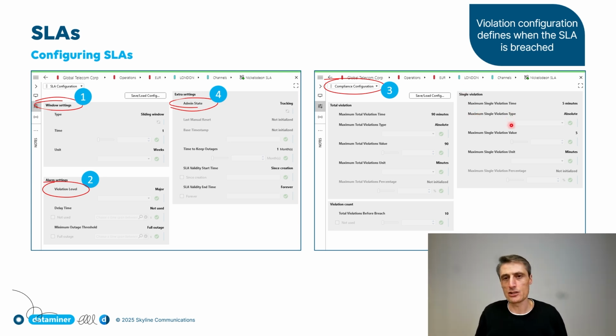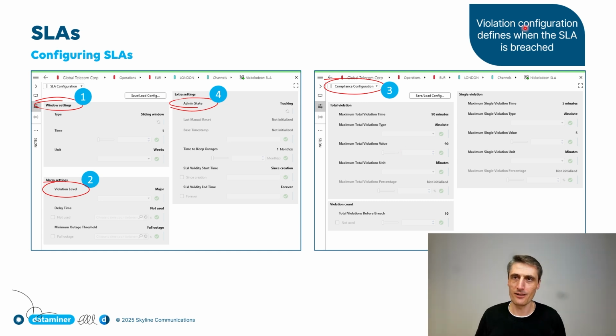The single violation is optional, and also a violation count can be limited. So I cannot have 1,000 short violations or outages. That would be too much jitter, you could say. So the count can be capped, one single violation can be capped, and the total violations together in 1 month can be capped as well before I would breach my SLA.